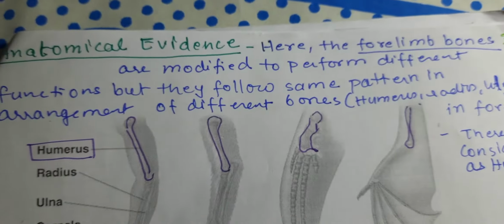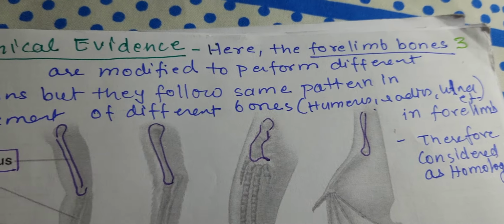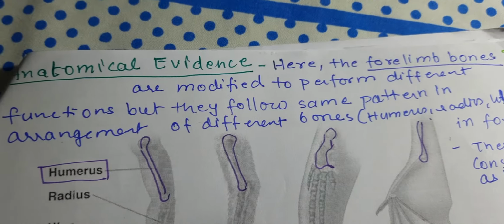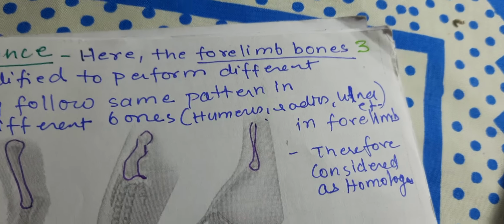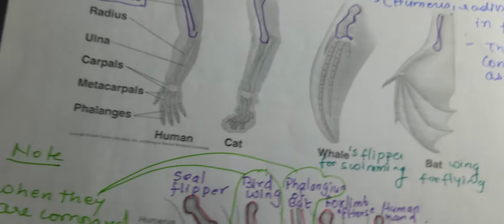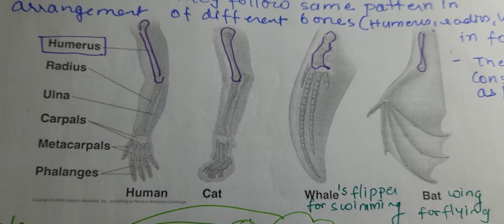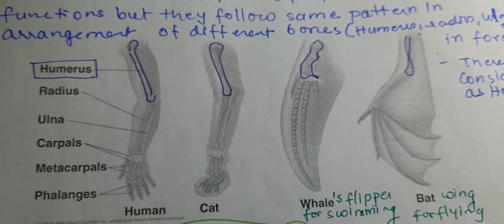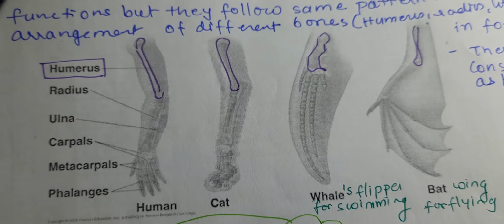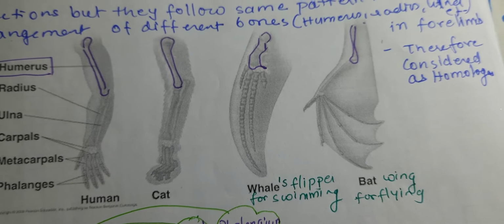So here, when we compare the anatomy, the forelimb bones are modified to perform different functions, but they follow the same pattern in the arrangement of different bones. So they are known as homologous because the origin is the same and the function is different. Here you can see the cat, human, whale and bat. The same origin of bones is there, from humerus to radius and ulna, to carpals, metacarpals and phalanges. From inside toward the outside of the body, similar organization you will see in all.